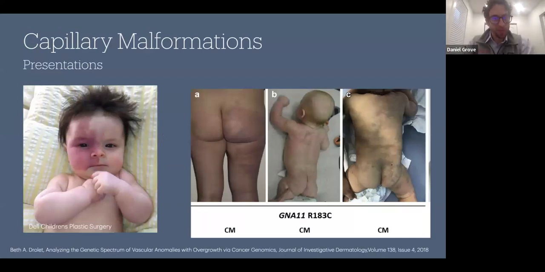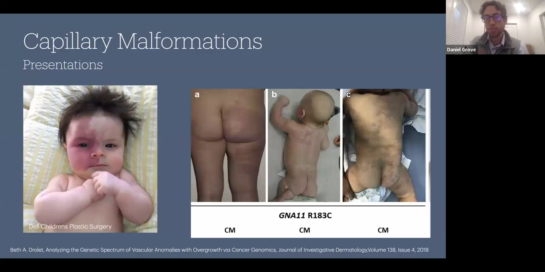Moving on to capillary malformations, I think most are familiar with the classic presentation of a capillary malformation on the face, also known as a port wine stain. I think most dermatologists are well versed on the risk for Sturge-Weber, especially when it's in the V1 distribution and when it's bilateral. But typically the capillary malformations that walk into our vascular anomalies clinic are much more extensive and much broader. And the ones that usually walk into our office are the ones you see on the right.